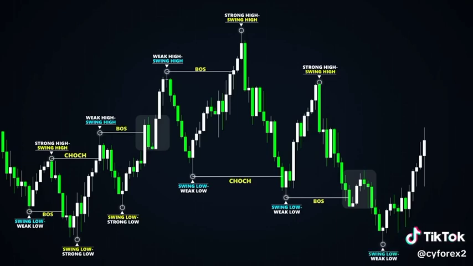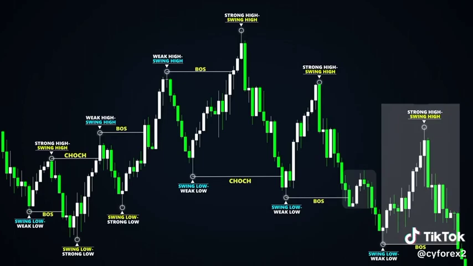Now, why is this important? In a downtrend, we expect weak lows to break. That's the logic behind market structure. In an uptrend, it's the weak highs. Later, price breaks lower again, giving us a clean break of structure. So, we mark the new strong high, which is the highest point before the break. And that's the process. Follow these steps consistently, and you'll stay in sync with the market.